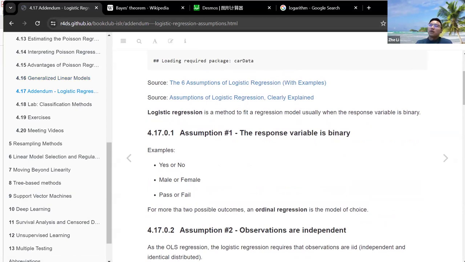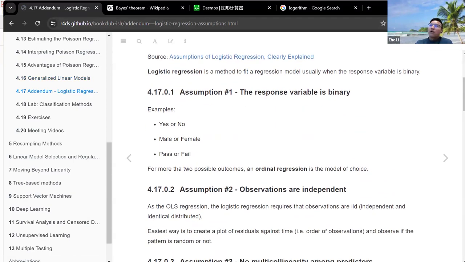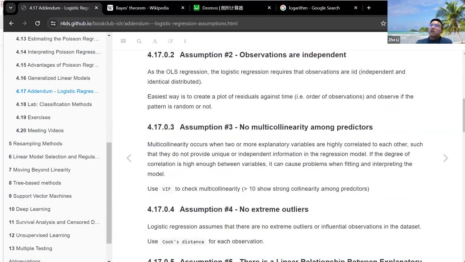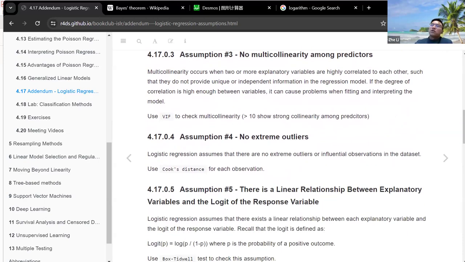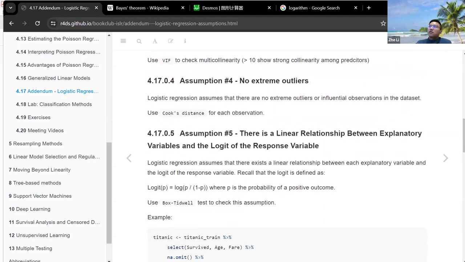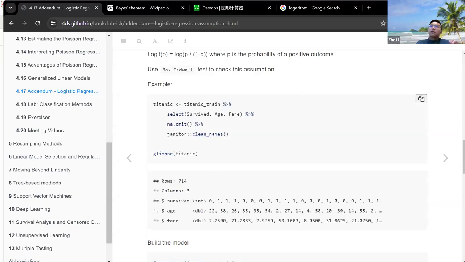For that, we can take the probability of the response variable. The second is that the observations have to be independent, or it will violate the assumption, which we can see by our diagnostic method of plotting the residuals. The third is that there's no multicollinearity among the predictors, which we can check using the VIF function. The fourth is that there are no extreme outliers. And the fifth is that the relation between the explanatory variables and the logit of our response variable is a linear relationship.